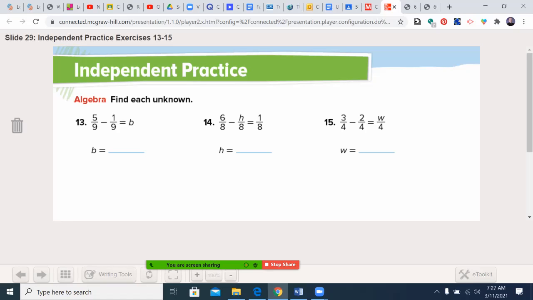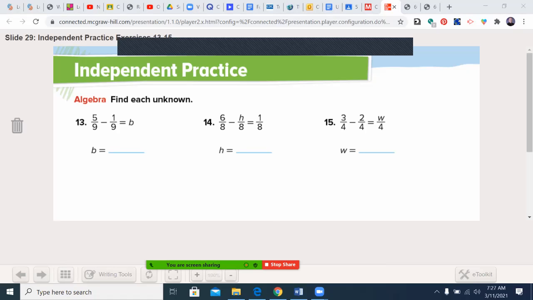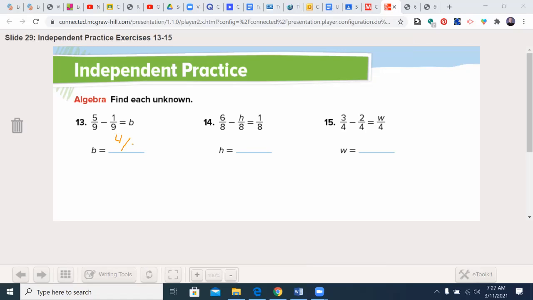Finding the unknown. Now remember our rules about the denominator, and in this case, 5 minus 1 is 4, and that is 9, 4 ninths. So find the missing number to make your difference 1/8, and then go ahead and find the numerator on number 15. You may pause the video now.